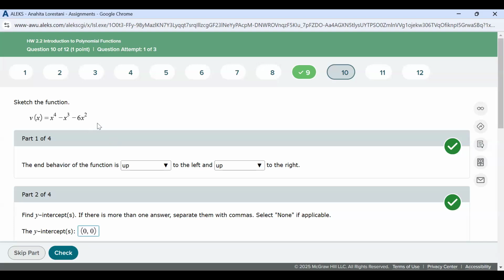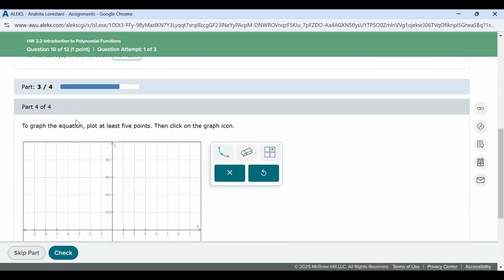And then you need a fifth point. For the fifth point, substitute -1 for your x's. So -1 to the power 4, that's 1. Then you have to subtract -1 to the power 3, and that is -1. -1 to the power 3 is -1, but then the negative in front of it makes it +1. And then you have -1 to the power 2 is 1 times -6. That becomes a subtraction. So you have 1 and 1 is 2. 2 minus 6 is -4. So when x is -1, y is -4. So we have our 5 points.